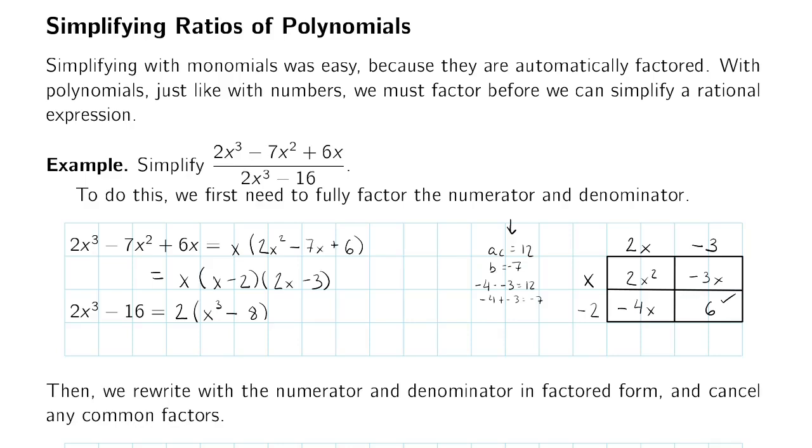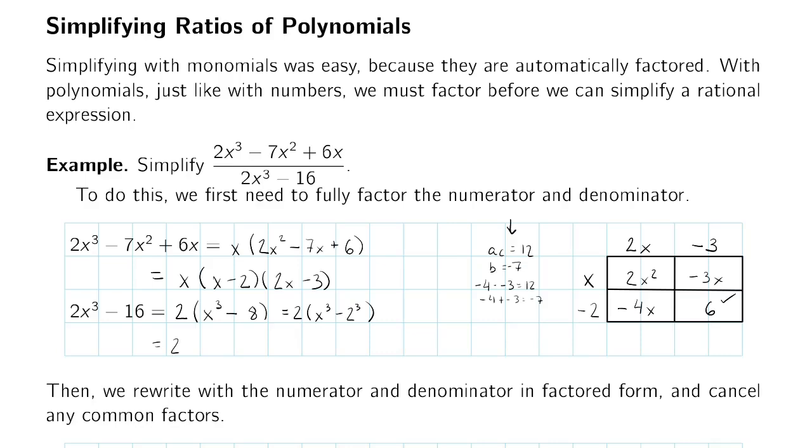Okay, our remaining polynomial has 2 terms. We want to see if this is a special form. X cubed is clearly a cube. Is 8 a cube? Oh, it is. It's 2 cubed. This is 2 times x cubed minus 2 cubed.